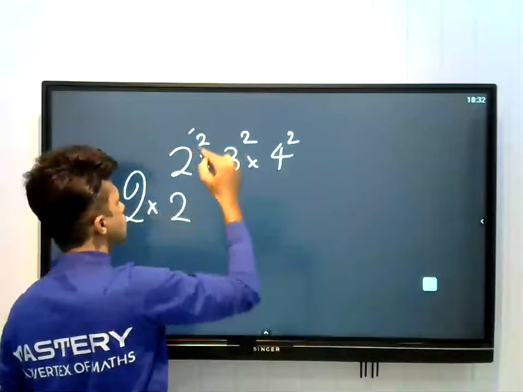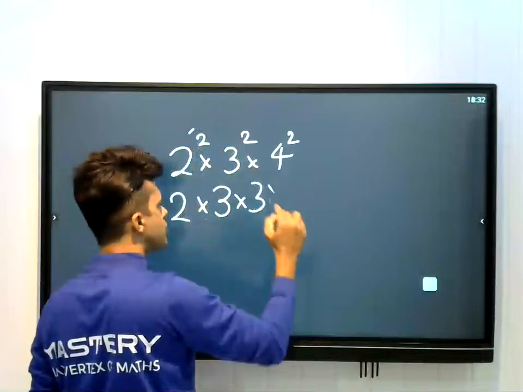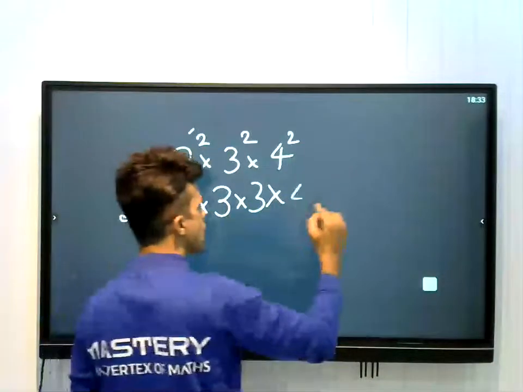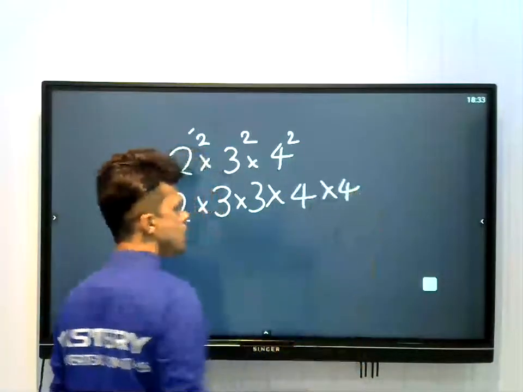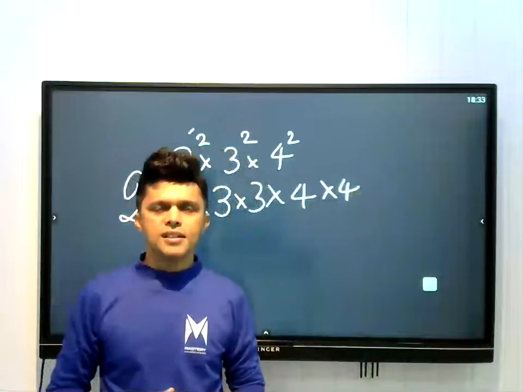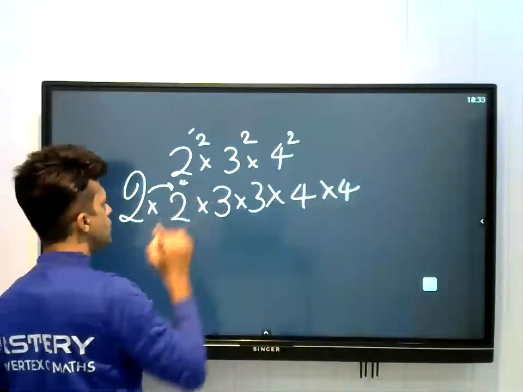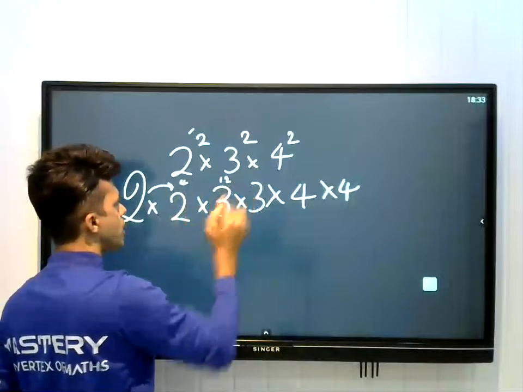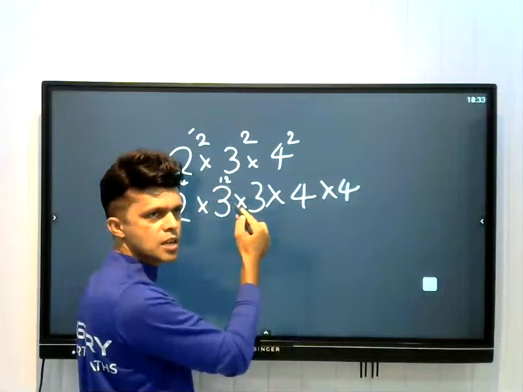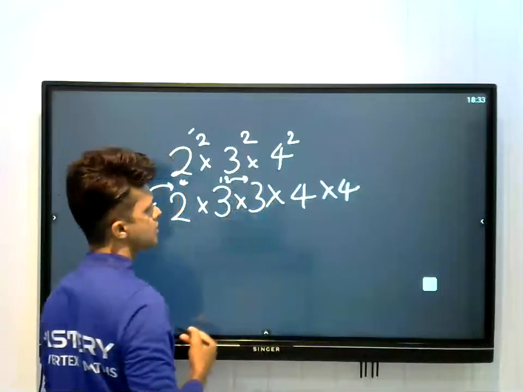3 to the power 2 means 3 times 3. Here 4 to the power 2 means 4 times 4. You could multiply to get the value of this one. 2 times 2 is 4. 4 times 3 is 12. 12 times 3 is 36.